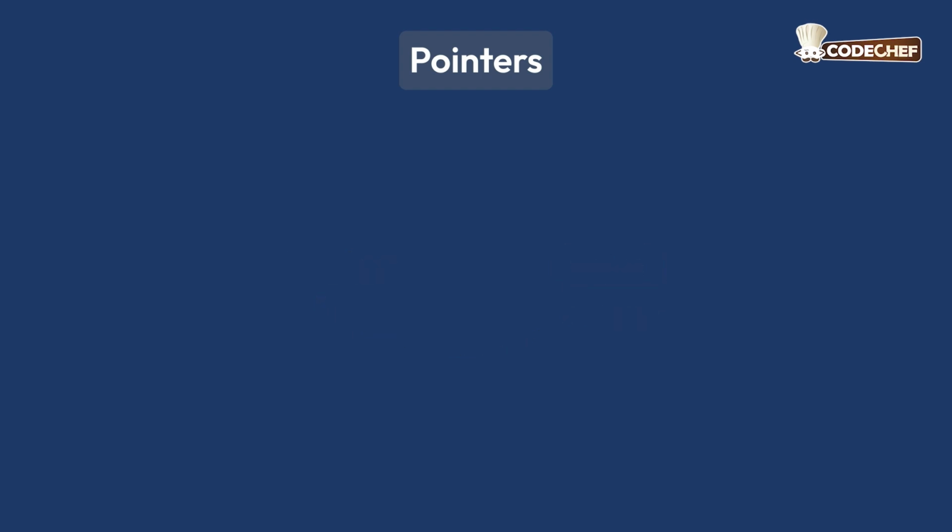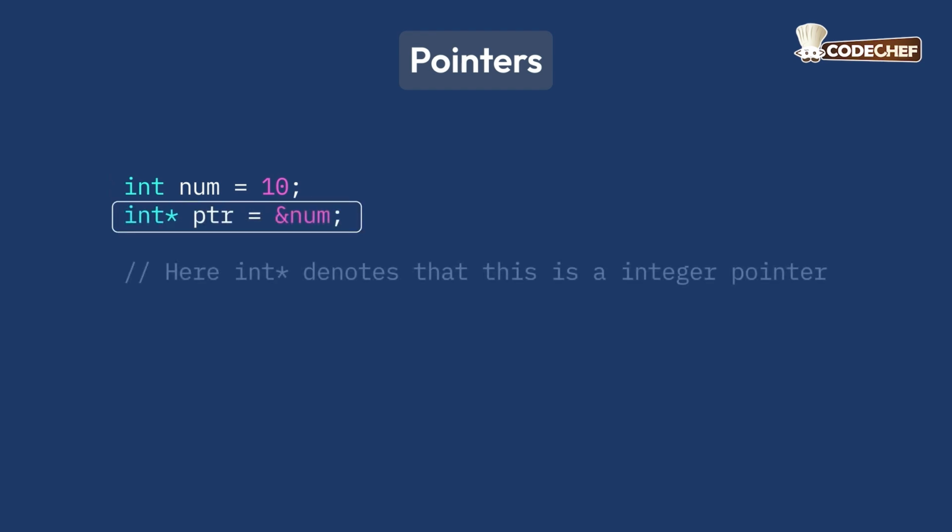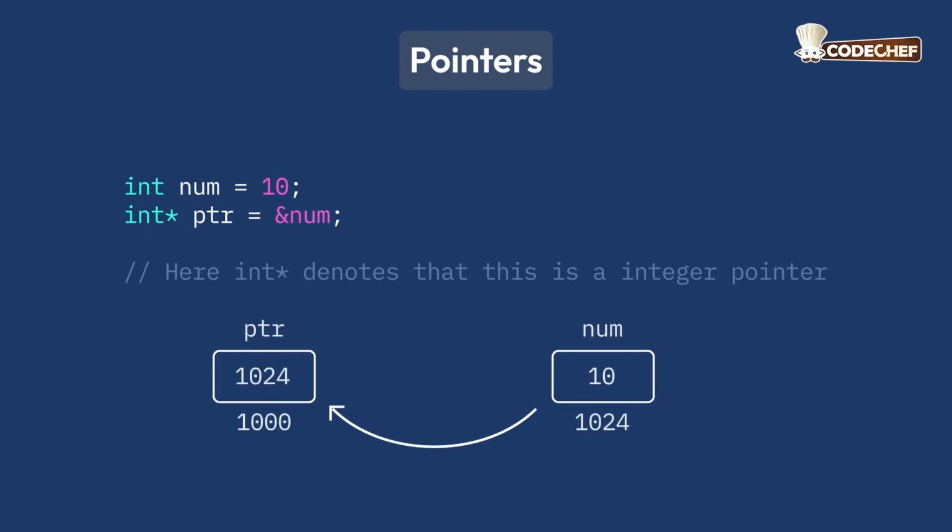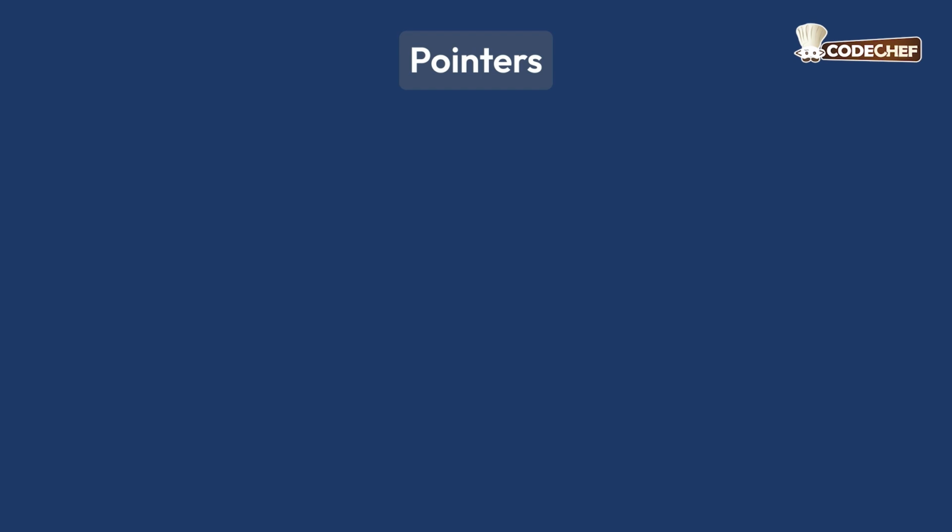Let's start with a simple example. Here's a variable num initialized to the value of 10. We will declare a pointer ptr and make it point to the memory address of num. Now ptr is storing the memory address of num. Notice how we are using an asterisk to denote a pointer. Using asterisk pointer, we can access the value stored at that memory address.